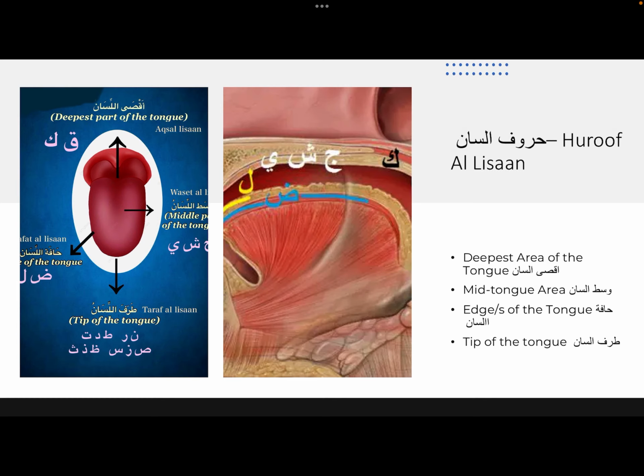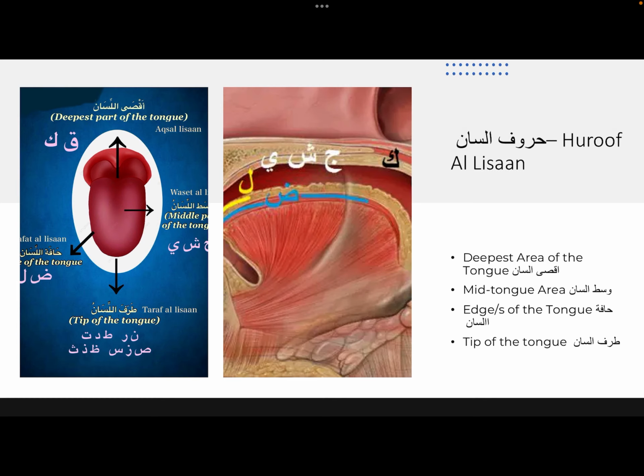Now comes Huroof al-Lisan, which are the tongue letters. There are a few parts and areas of the tongue which are involved in pronouncing these letters. The first part of the tongue is the deepest area of the tongue, which is known as Aqsa al-Lisan.